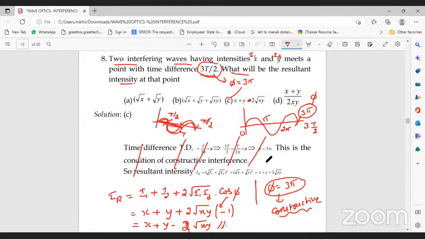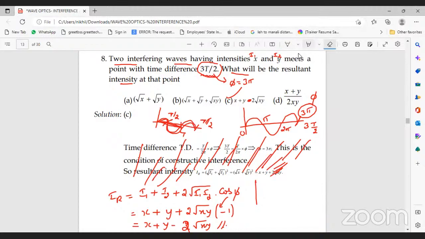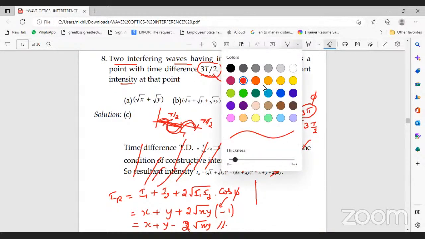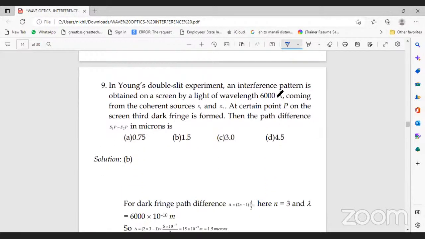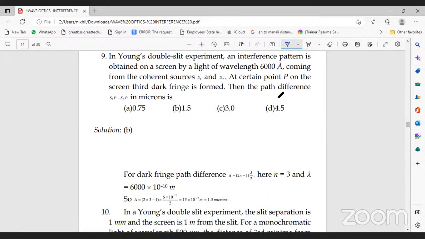Got it? Yes, sir. Look at the next problem.